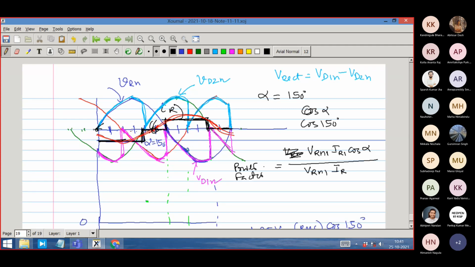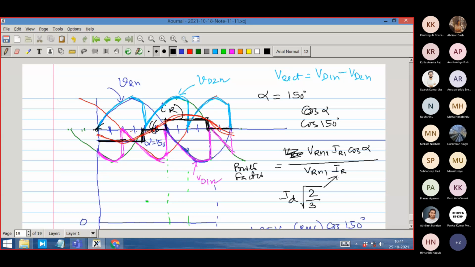That means this kind of step waveform's RMS value you have to find out. That is also very easy. You know what the formula is? ID is the magnitude into root over 2 by 3, because it is 120 degree, not 180 degree. So 60 into 2, root over 2/3. That's a duty ratio formula. D formula. It is root D. So root D is 2 by 3, right? So that is the formula, ID into root D.